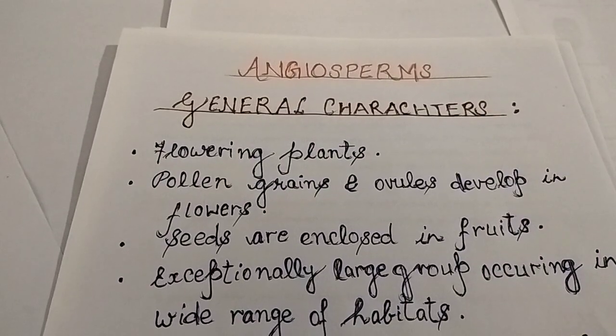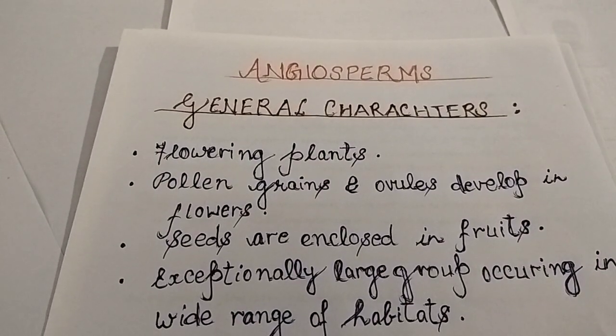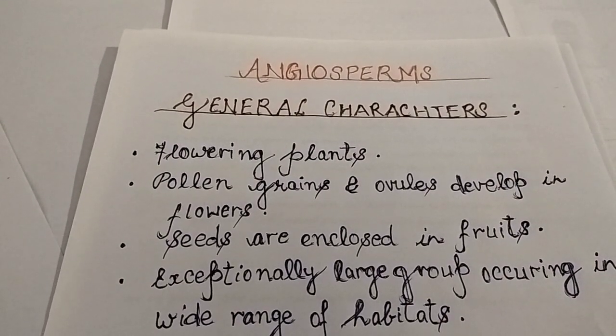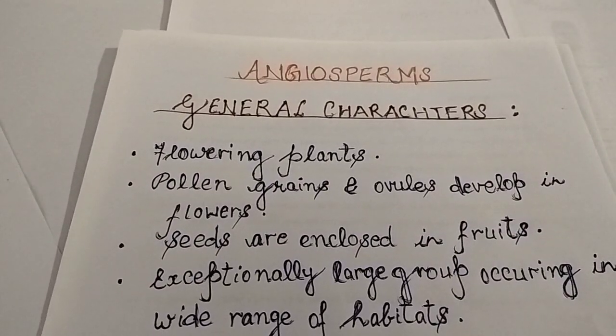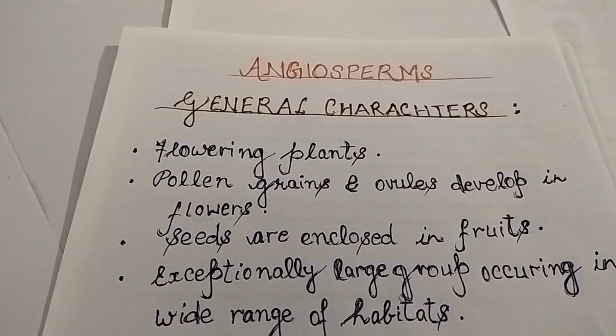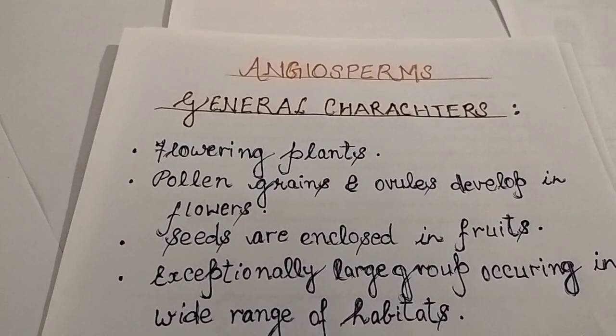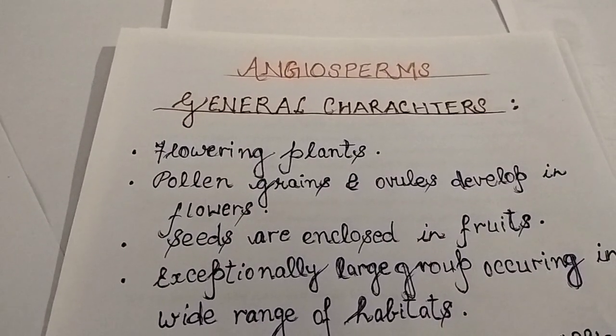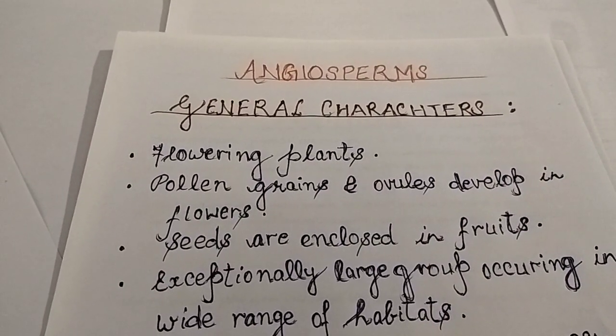In today's video, we will continue with the last topic of our third chapter, that is angiosperms. In this chapter, we are studying all the plants. We have studied different groups of plants so far, and today we will discuss angiosperms. So, angiosperms, general characters.